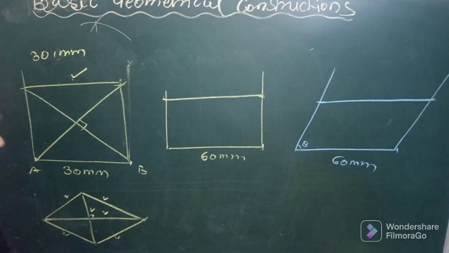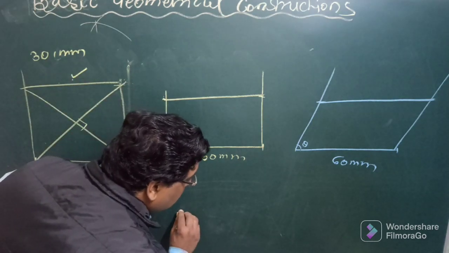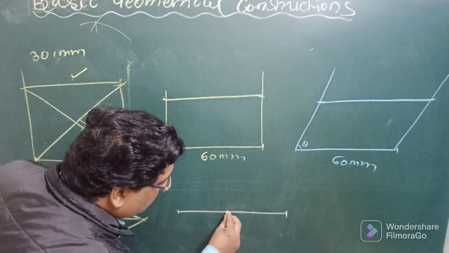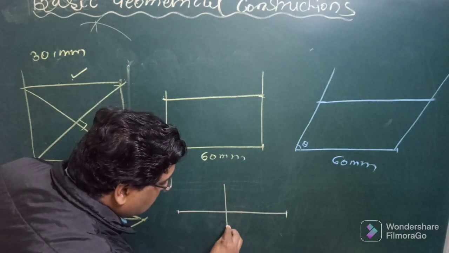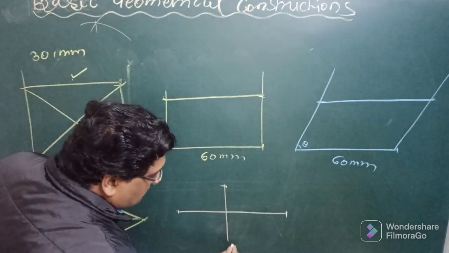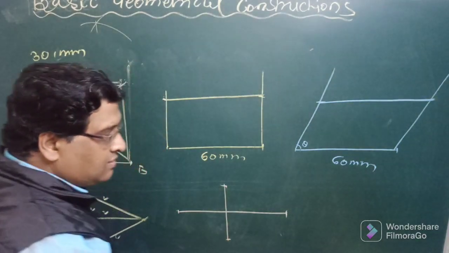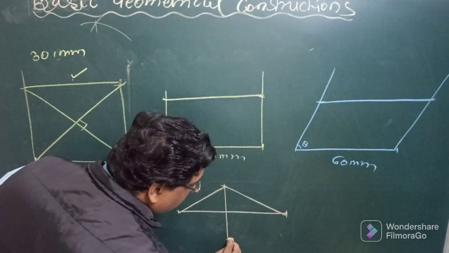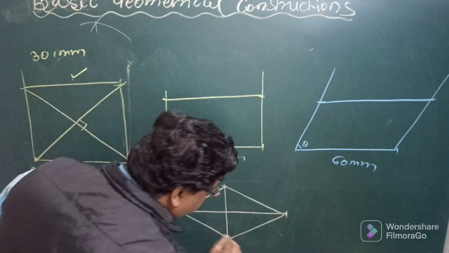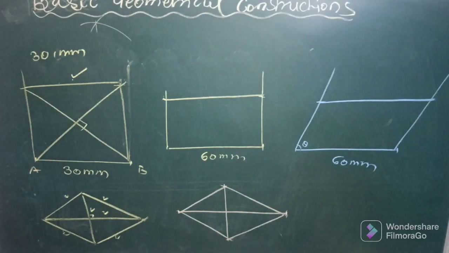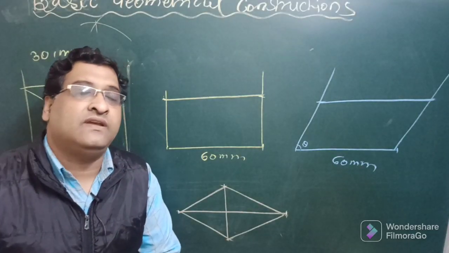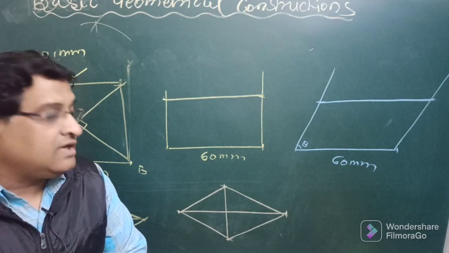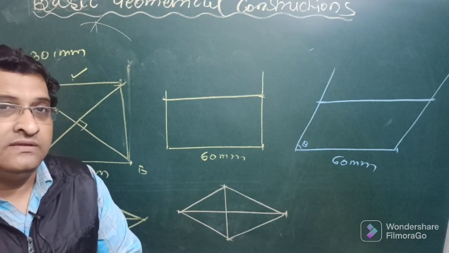So to draw a rhombus, you should have the lengths of the diagonals. You can draw the bigger diagonal, then a perpendicular bisector of this, cut the length of the smaller diagonal, and then join them. That will complete the rhombus also. So in this way you can draw the basic figures, basic geometrical constructions, while you are drawing any problem in engineering graphics. Thank you very much.